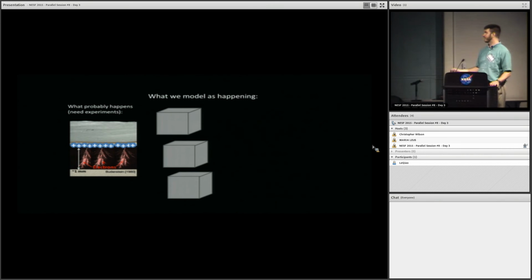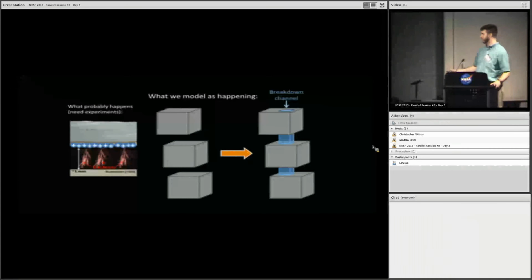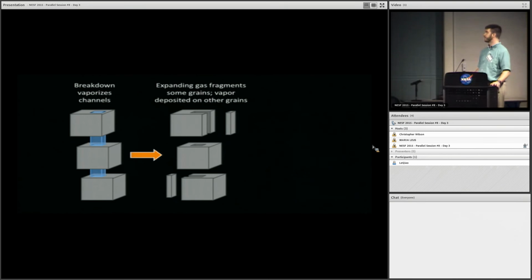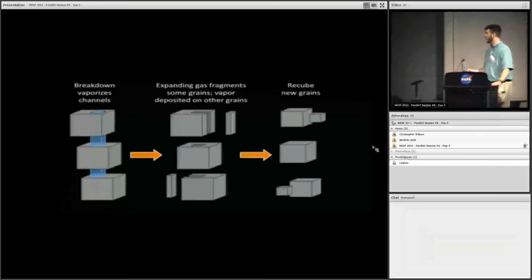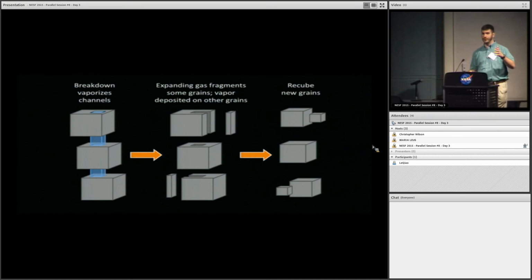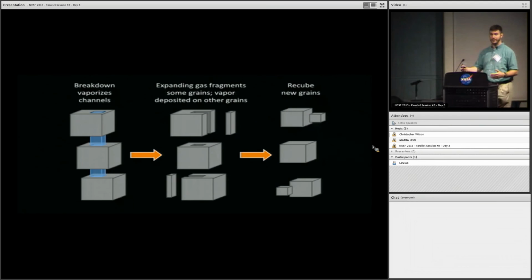And in the model, we assume a bunch of ugly cubes, and they experience breakdown. The breakdown channel has a constant width, and it goes through different sections of different cubes, so it's kind of stochastic there, vaporizing the channel. And then that channel explodes, and so some of the grains fragment, others just get little donut holes, and those fragment. And then we re-cube the grains. Now we have more grains, and they're all a little bit smaller. We also deposit the vapor on the other grains, and that's a little knob that we can control. And then we just keep running it until we've dumped all the energy into the system that we need.